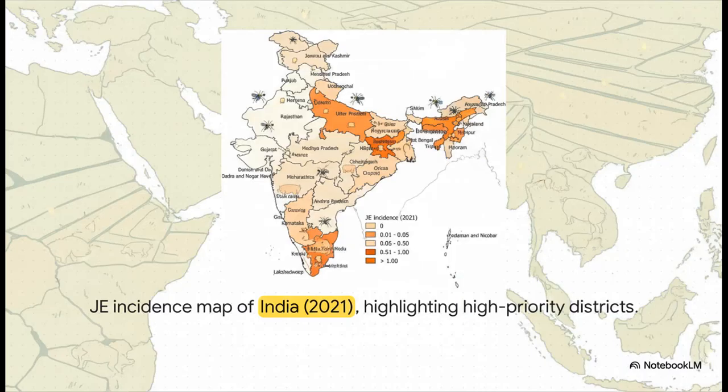Okay, let's zoom in a bit and look at India. This map from 2021 really highlights the incidence and shows us which districts are considered high priority. You can see the disease is endemic in several states, and you'll notice a pattern. It's particularly a problem in regions with a lot of rice cultivation and pig rearing. We'll see why that's so important in a bit.